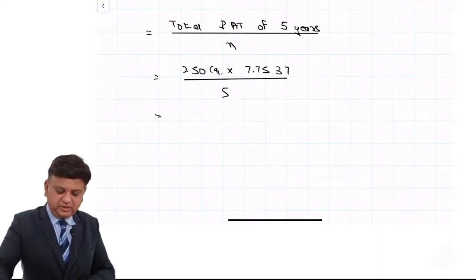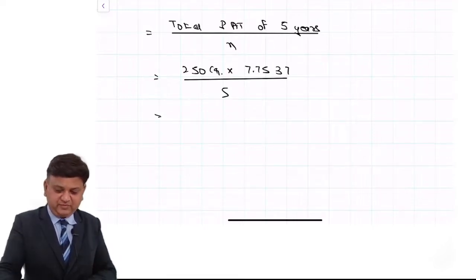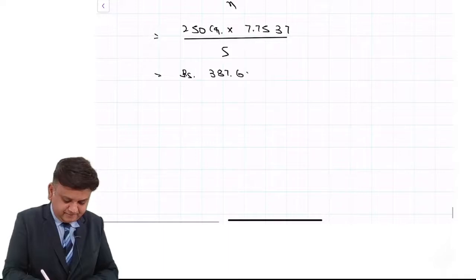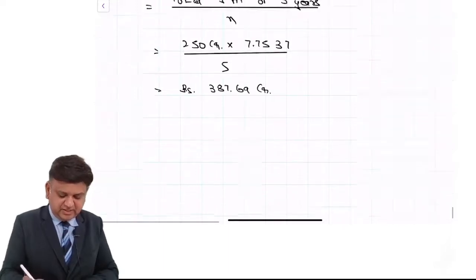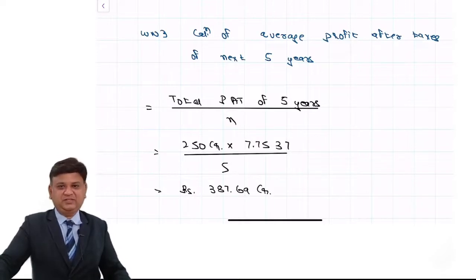So 250 into 7.7537. So 1938.425 divided by 5. So 387.69 crore. This is the average profit for the next 5 years.